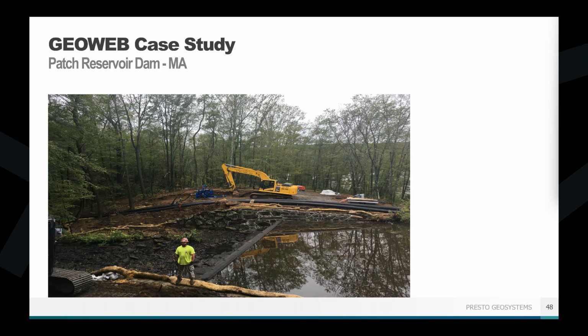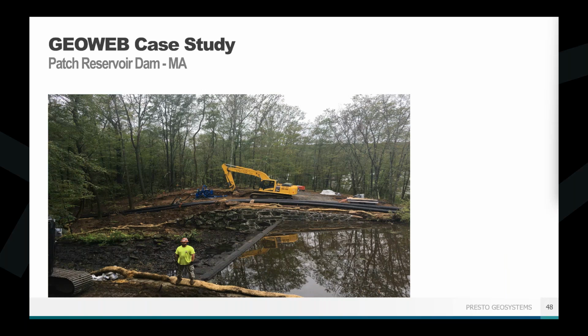The GEOWEB system can go on a significantly steeper slope. It can go up to a 1-to-1, maybe even a little steeper, maybe 55 degrees we would say is max. But for what they were trying to do in terms of the hydraulic flow conditions and the site constraints, that 2-to-1 slope was about the max they could do, which they weren't able to do without the GEOWEB system.